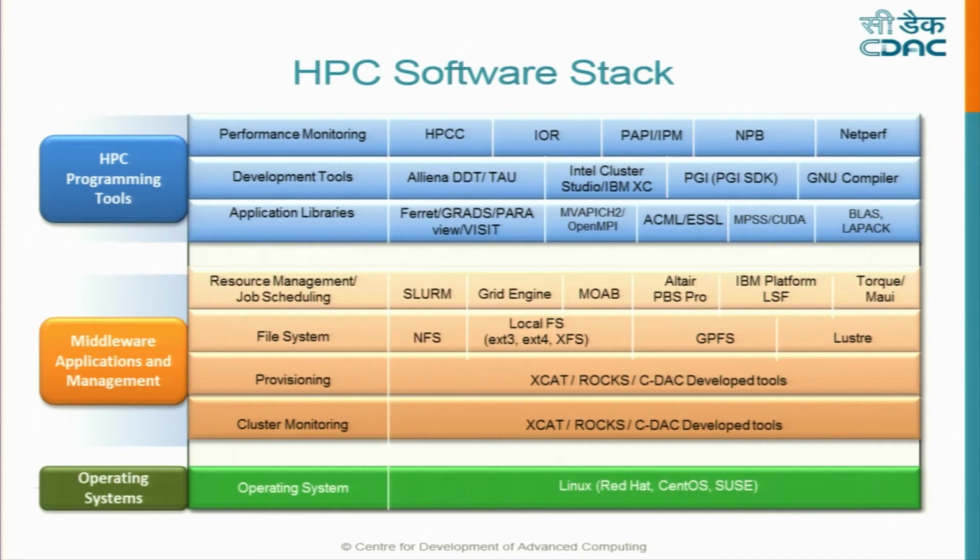So you have a compiler like the GNU compiler, or there are paid compilers like PGI, or Intel hardware-optimized compilers called Intel Studio XC, or there are third-party tools like Allinea Studio, which contains a parallel debugger as well as the compiler. So Allinea DDT is actually a parallel debugger.